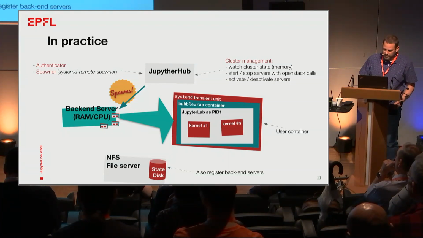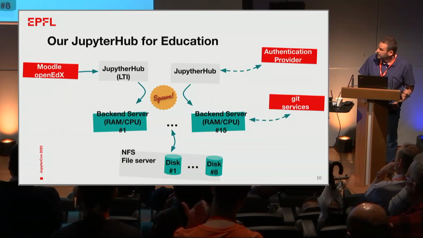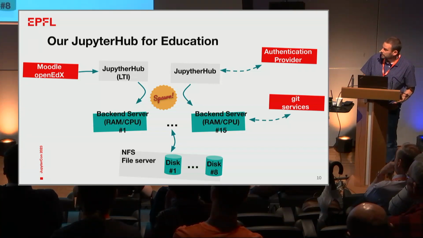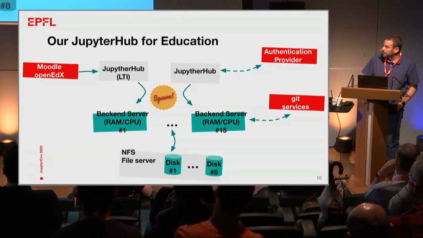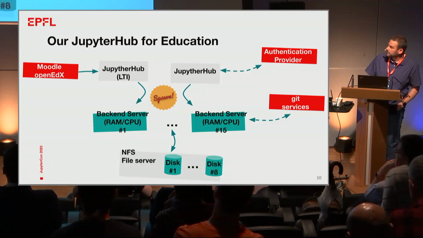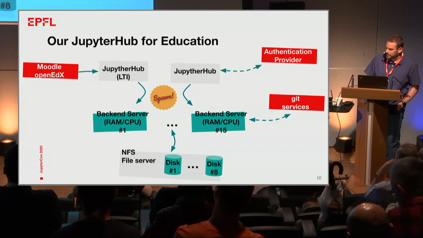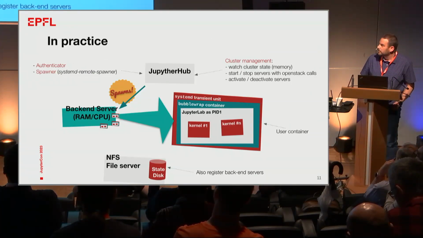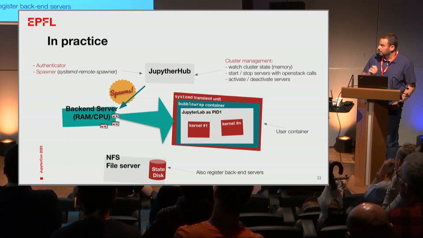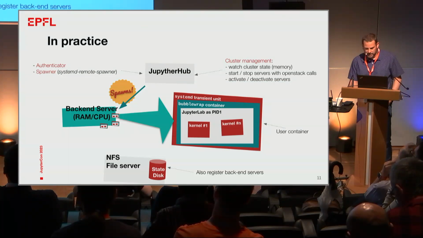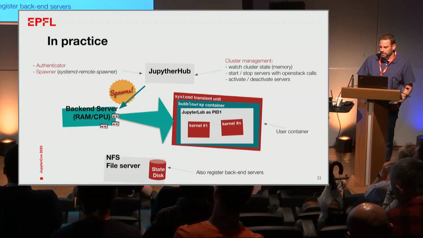If I just go back to the previous slide, you see that the JupyterHub layer at the top is spawning the user on the other servers that are the backend servers. So that's why it needed to work remotely. That's the main component of the systemd remote spawner. It just launches systemd containers on a remote server.